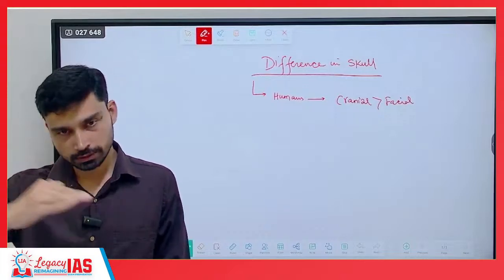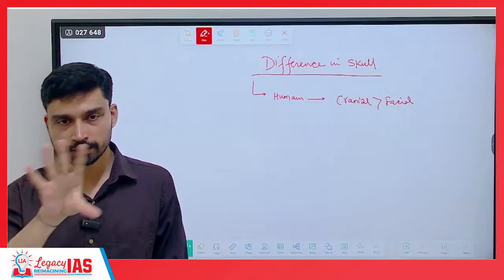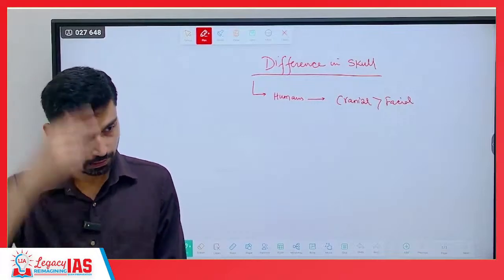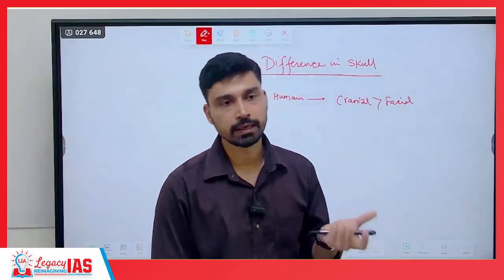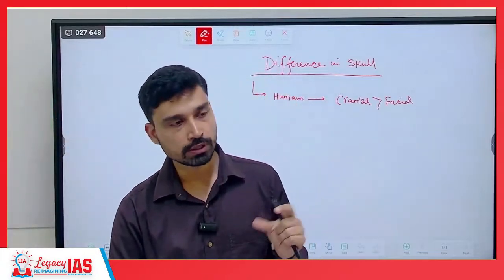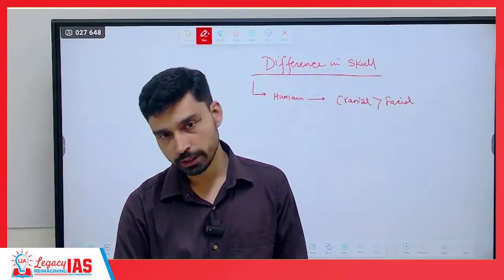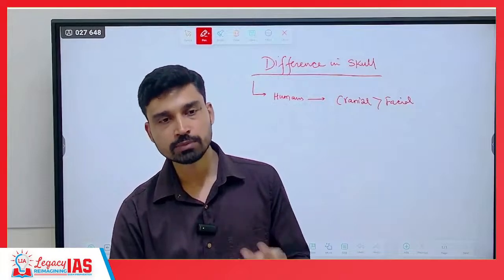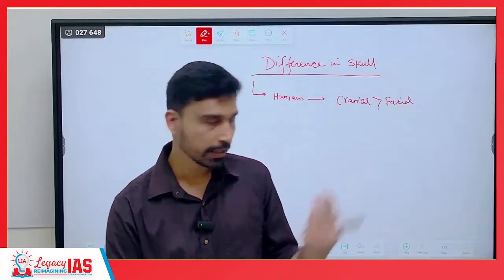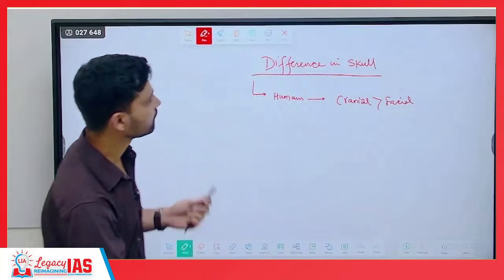Again, because of what? This kind of prognathous face. This area becomes much bigger than the cranial part. And also the size of the cranial capacity we talk about. I told you humans have a cranial capacity of how much? 1450 cc. In apes, gorillas, chimpanzees also, it is a maximum of how much? 500 cc. So that is the first.